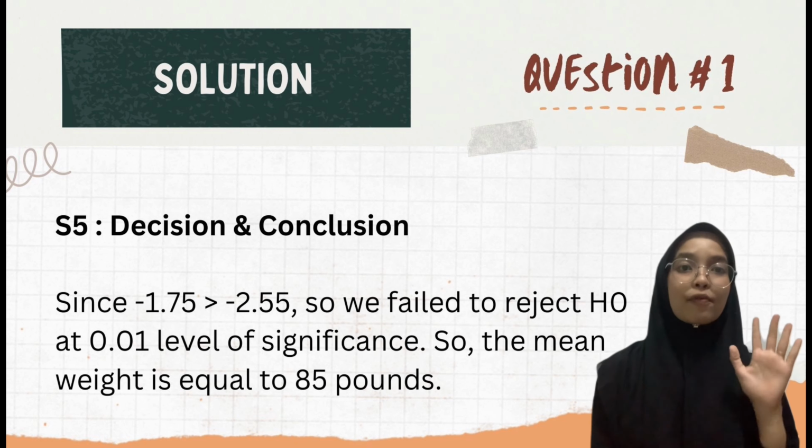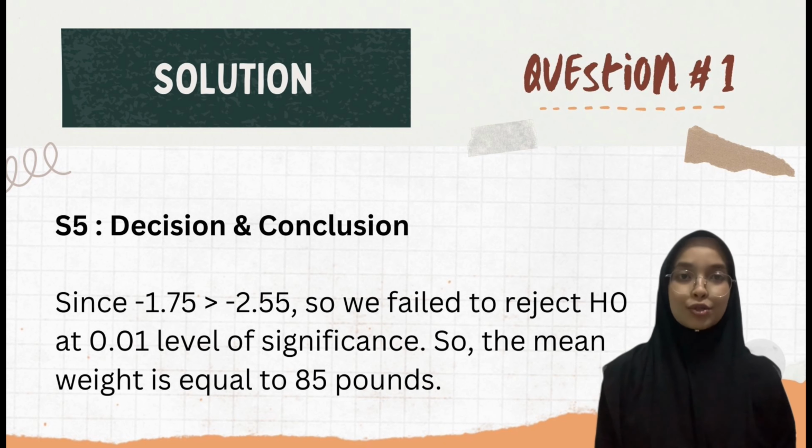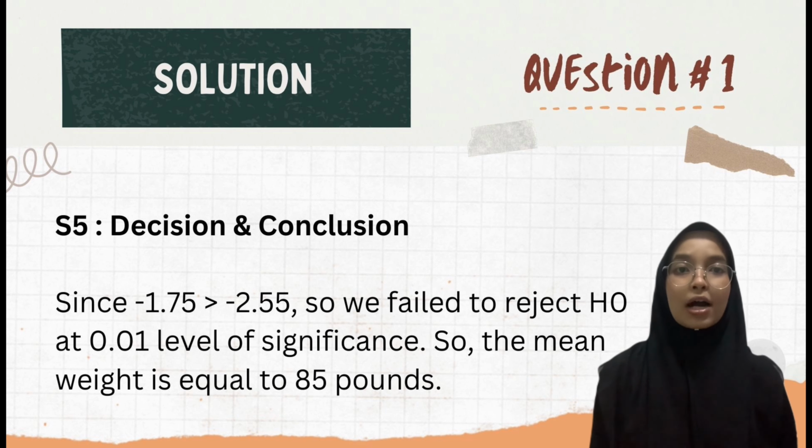Lastly, step 5, decision and conclusion. Since negative 1.75 is greater than negative 2.58, we fail to reject H0 at 0.01 level of significance. So, the mean weight is equal to 85 pounds.